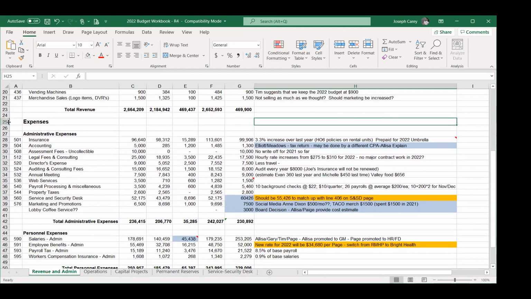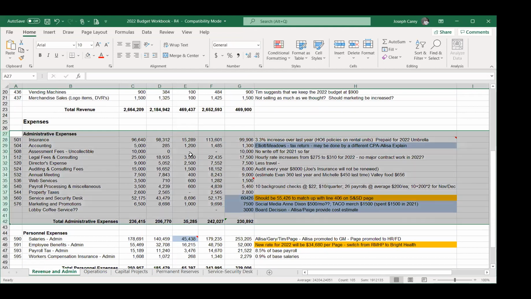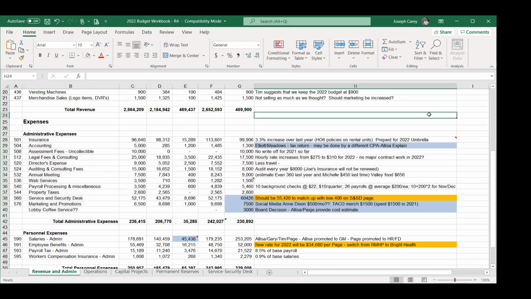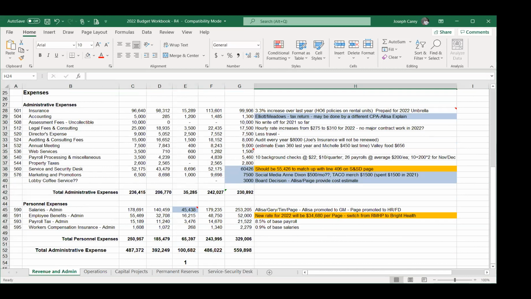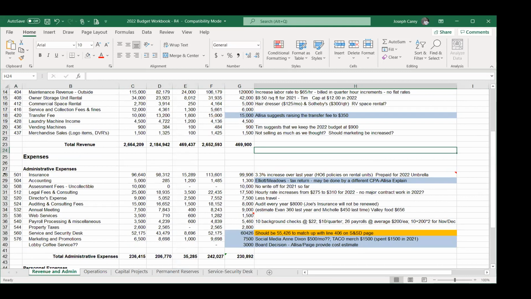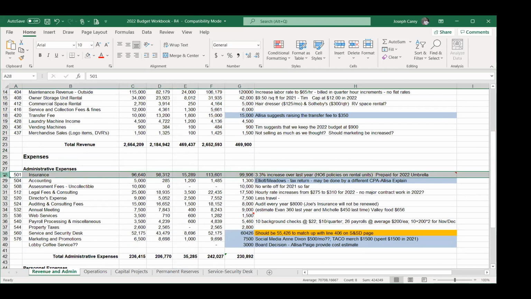This next group is expenses, and this section here is all of our administrative expenses, or administrative expenses that aren't salaries, because there's personnel down here as well. So let's talk about this first group, insurance. We had a slight increase. We've gotten all of our new rates from our insurance agent for 2022.